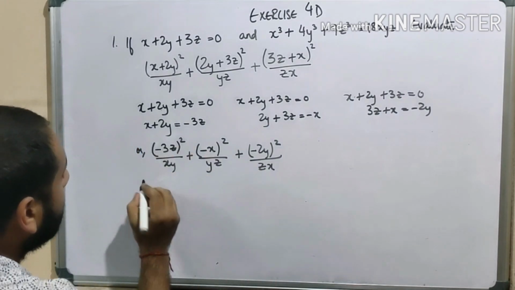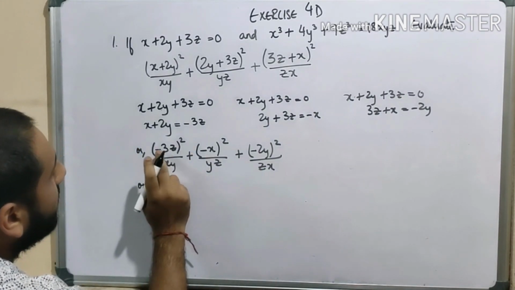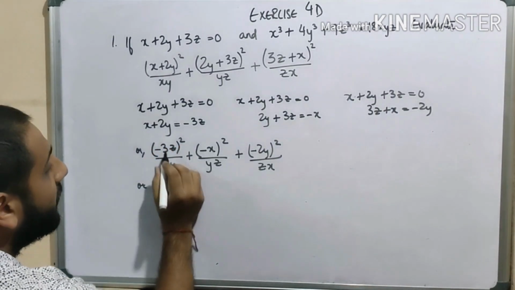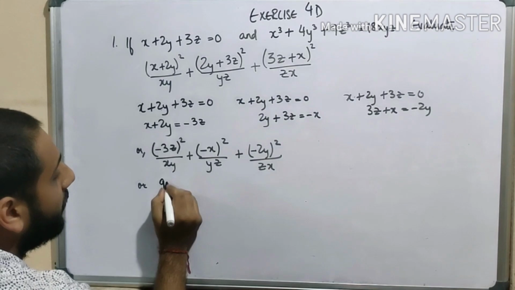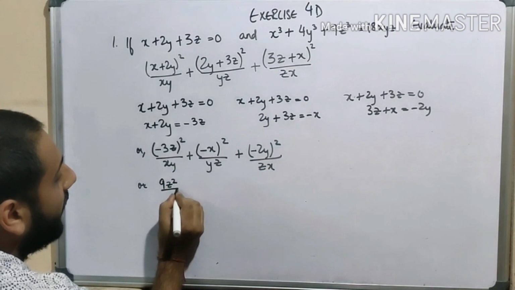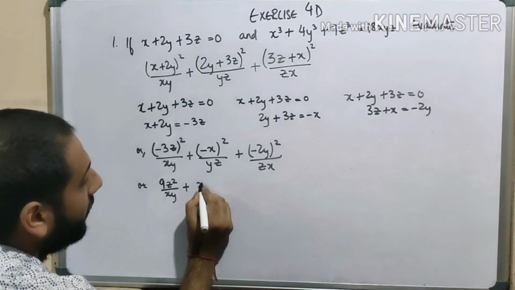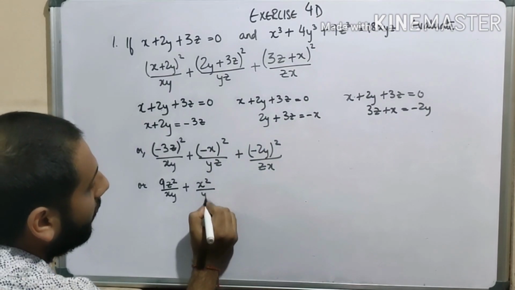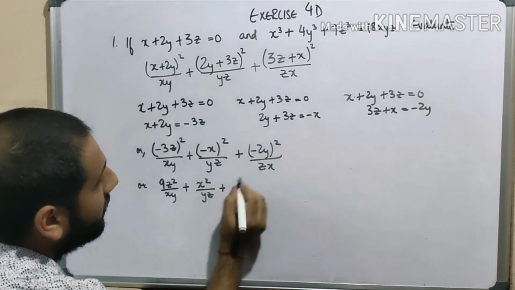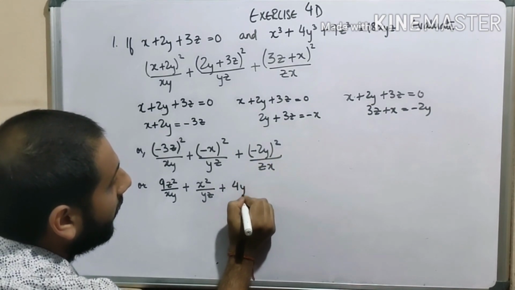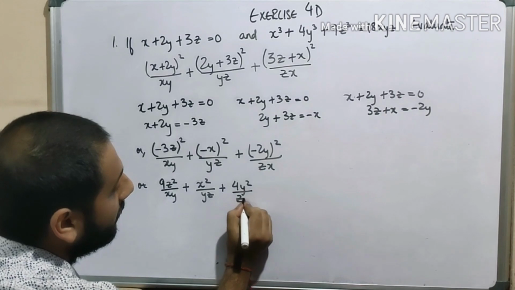Okay, I'll now open the brackets. Minus of a square is a positive number. So I'll have plus 3 square is 9, z square by xy. Plus minus of a square is plus x square divided by yz. Plus 2 square is 4, minus square is plus, 4y square divided by zx.